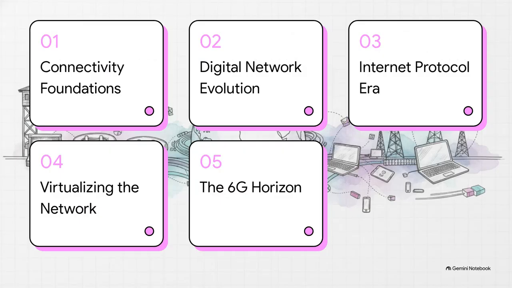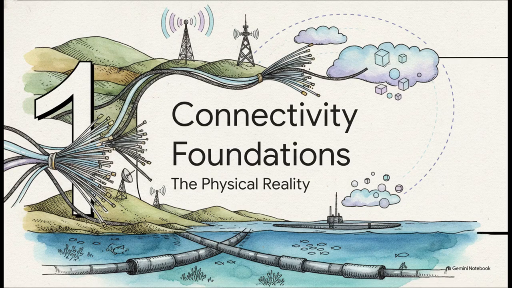To see how we got to this invisible fabric of connectivity, we're going to trace the evolutionary arc of telecommunications chronologically through 5 major leaps: connectivity foundations, the digital revolution, the internet protocol era, virtualizing the network, and finally, the 6G horizon. Let's kick things off with Part 1, connectivity foundations and the physical reality.